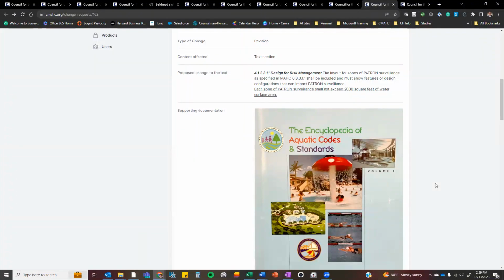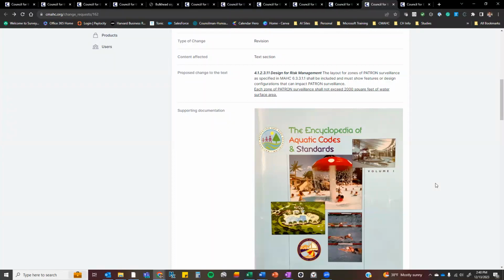MAHC 6.3.3.1.1 already states the qualified lifeguard is able to reach the furthest extent of the assigned zone of patron surveillance within 20 seconds. And if this is validated at the facility, there would be no need or value to add this additional square footage requirement. There was some discussion about verifying and validating the zone being added to the annex to support the language in 6.3.3.1.1.